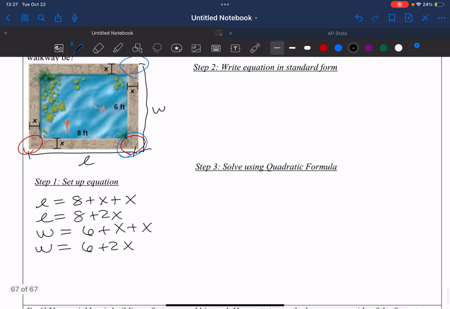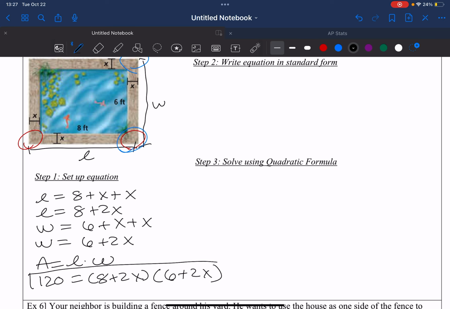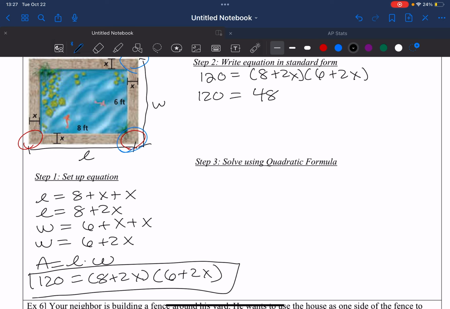And we know that the area of a rectangle is length times width. They give us the area of 120, so 120 is equal to 8 plus 2x times 6 plus 2x. That's our answer for part 1. Then we need to take that equation and put it in standard form so we can find the roots for this problem. So we have two binomials being multiplied, so we're going to use the FOIL method. So I have 120 is equal to 48 plus 16x plus 12x plus 4x squared.